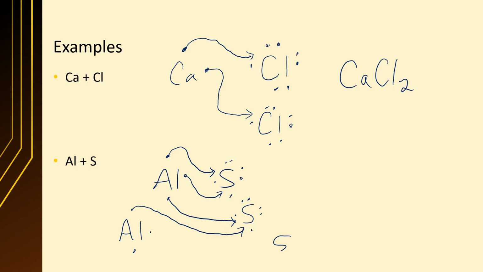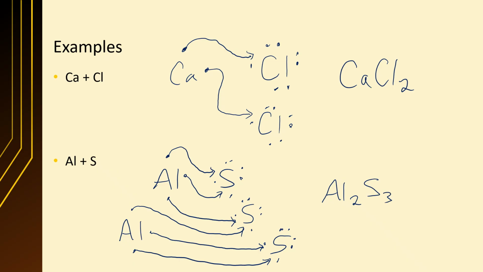I can add in another sulfur. Now I can transfer the electron from aluminum to an empty space on sulfur, from the aluminum to an empty space on sulfur. And now it is balanced out. All of aluminum's electrons from both of those atoms have been transferred to all of the empty spaces in those 3 sulfurs. So my ratio here, there are 2 aluminums for every 3 sulfurs, and that makes a balanced compound.